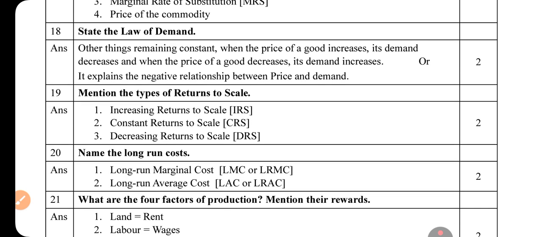This relates to the law of returns to scale in the long run. Increasing returns to scale, constant returns to scale, decreasing returns to scale. In increasing returns to scale, output is greater than inputs. Constant returns to scale, inputs are equal to output. Decreasing returns to scale, inputs are greater than outputs.